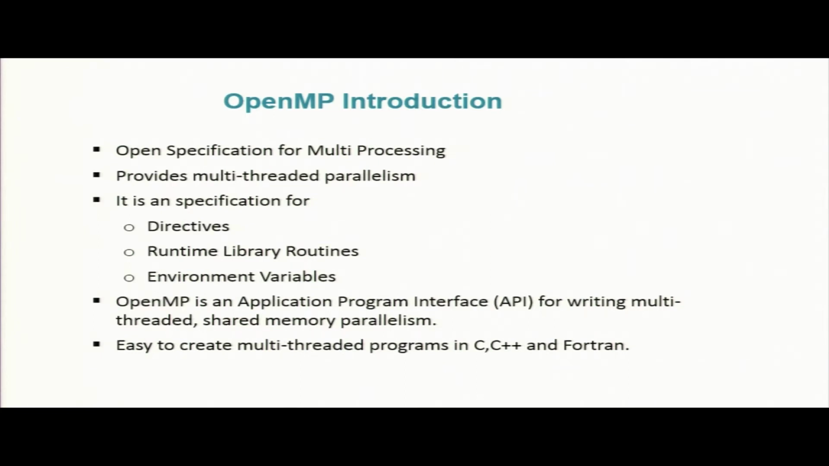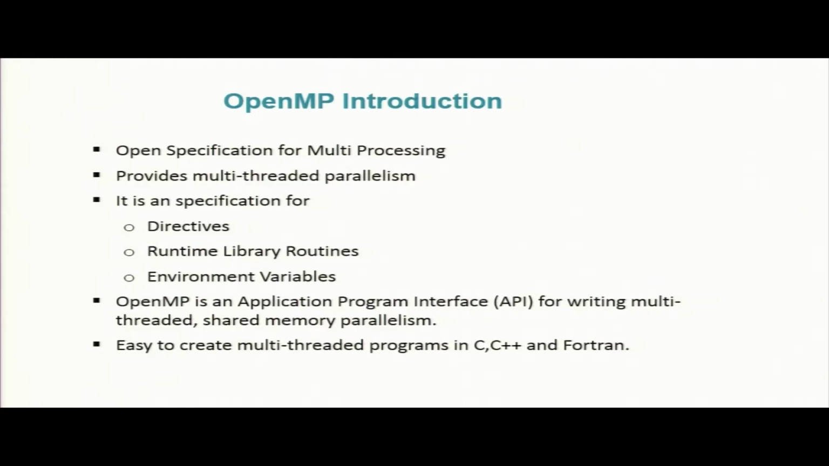Then there are runtime library routines. These are functions defined by OpenMP which we can use to express parallelism or control the behavior of our program. Then we have environment variables. Once we have compiled our program, we need not recompile it. Let's say I'm running my OpenMP program with 4 threads and I want to run the same program with 8 threads. I need not recompile it; I'll just use an environment variable to set the number of threads.